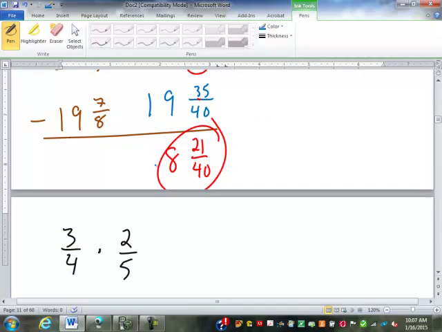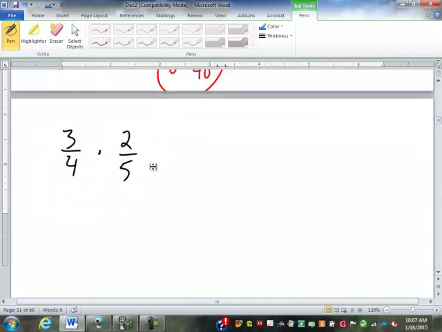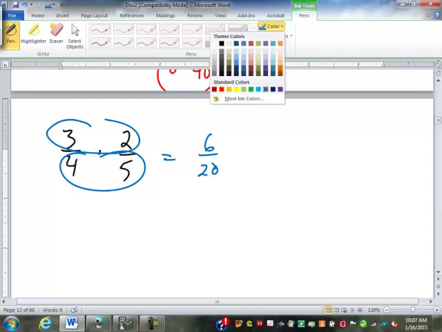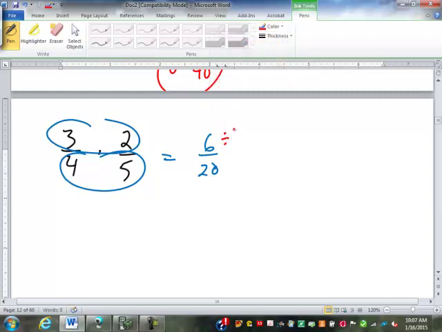When we multiply, we saw earlier that we just multiply straight across. And that's exactly it. We combine the counts. 2 times 3 is 6, and we also combine the names. 4 times 5 is 20. Now in this case, we see that we can reduce that. Both the 6 and the 20 can be divided by 2 to give me 3 and 10.